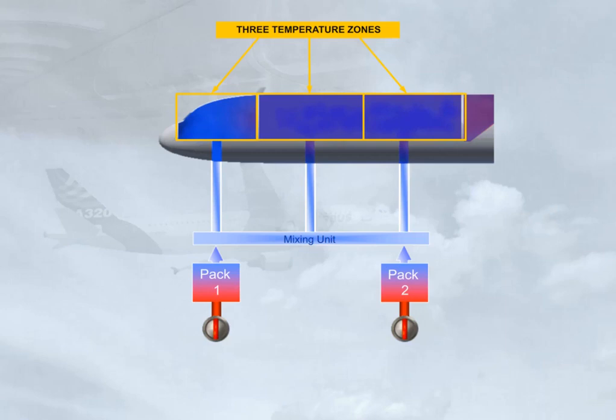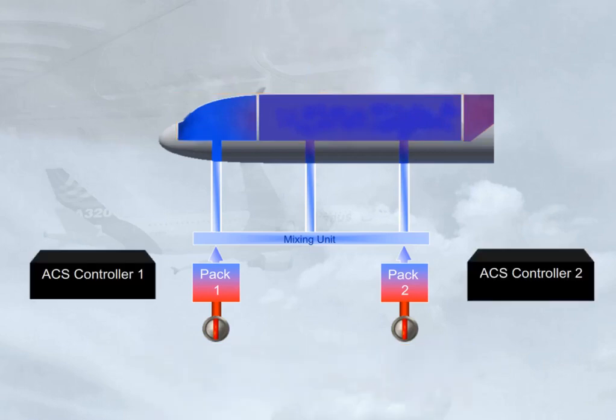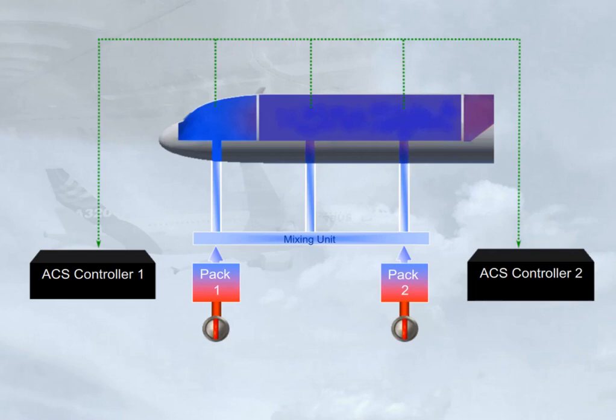Let's look at how the temperature of the zones is controlled. The 2 ACS controllers monitor the temperatures of the 3 zones and send signals to set the air temperature delivered by the related pack. Each ACS controller comprises 2 lanes, one active and the other in standby. In case of one lane failure, the second lane takes over. In case of both lanes failure, the related pack is lost.